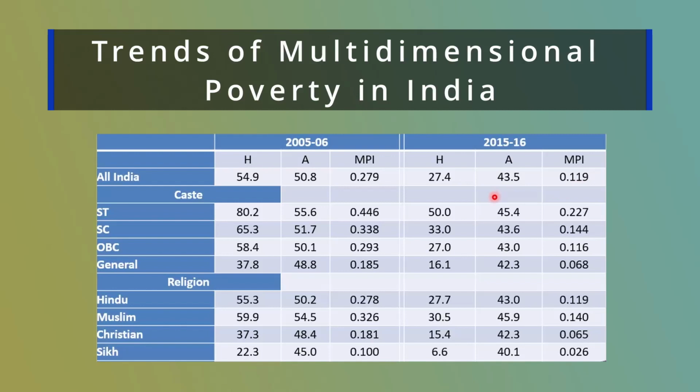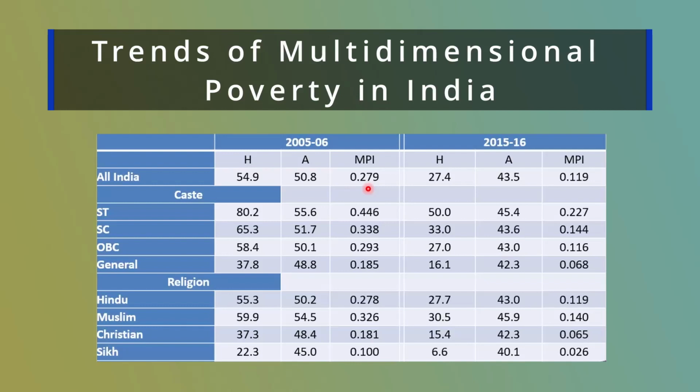There is no unit of MPI, it is a unit free measure, it is actually an index. Therefore, we can say that the value of the multidimensional poverty index in India decreased from 0.279 to 0.119.